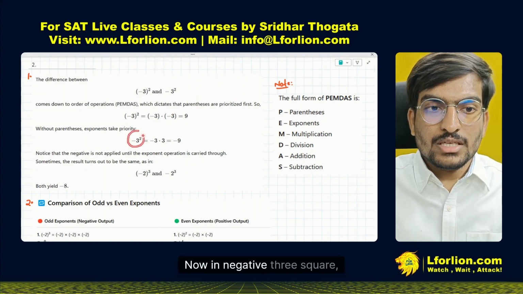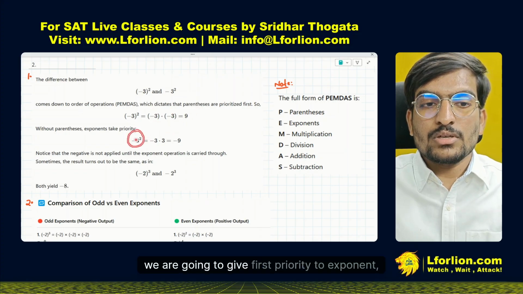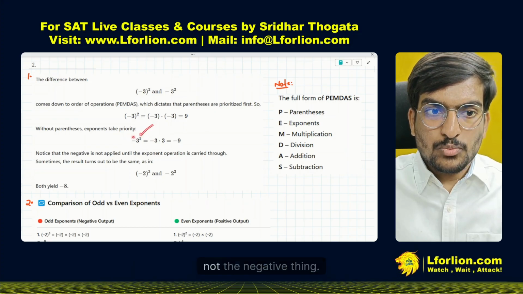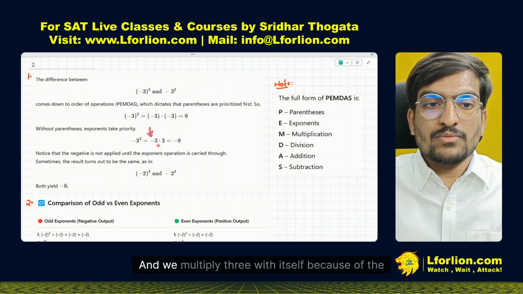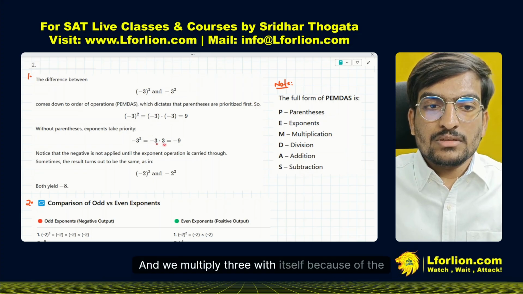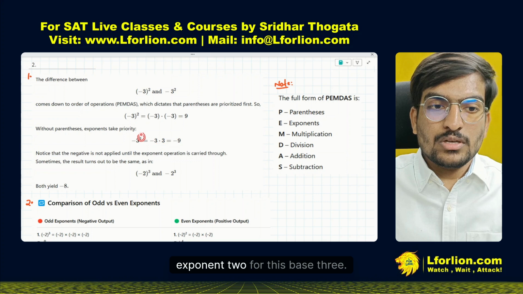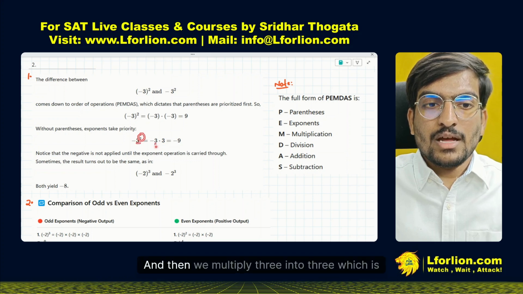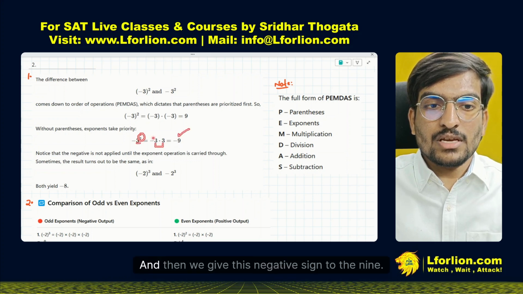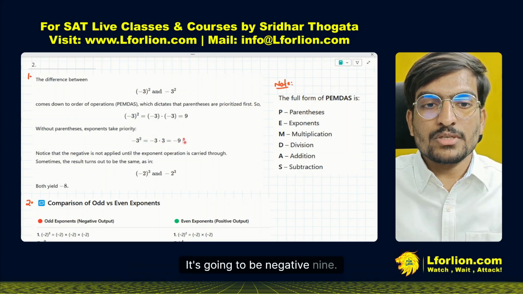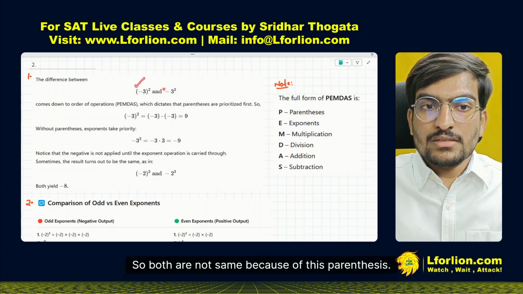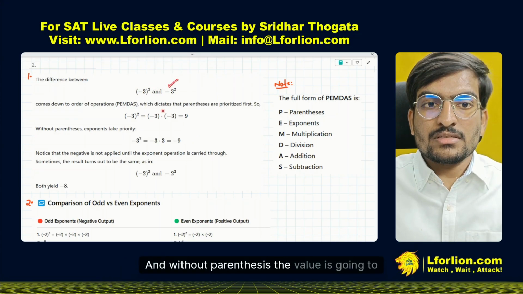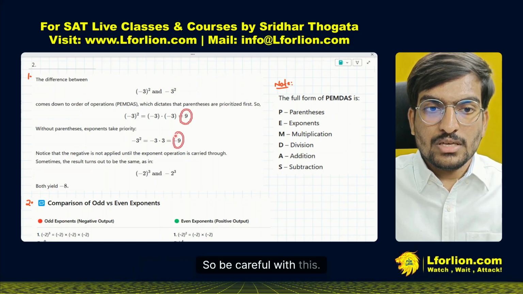Now in negative 3 square, we are going to give first priority to the exponent, not the negative. So the negative we just keep as it is and we multiply 3 with itself because of the exponent 2 for this base 3, and then we multiply 3 into 3, which is 9, and then we give this negative sign to the 9. It's going to be negative 9. So both are not the same. Because of the parenthesis and without parenthesis, the value is going to change. So be careful with this.